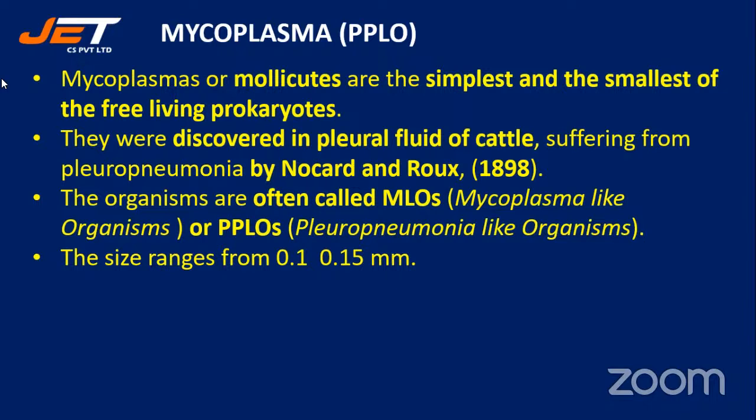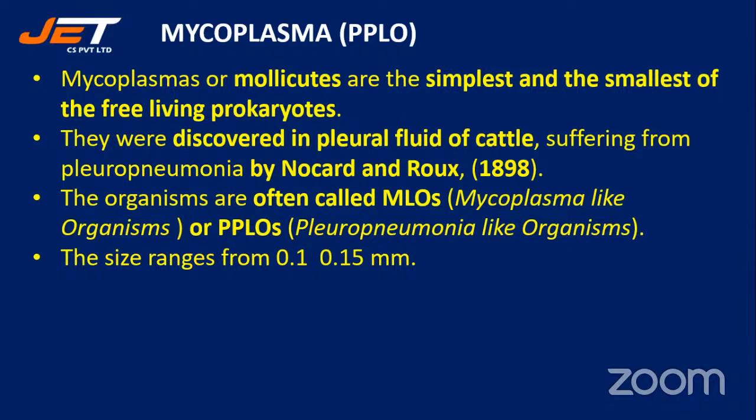So mycoplasma is also known as PPLO, and I told you that these are the simplest and the smallest free living prokaryotes. When they were discovered, they were found in the pleural fluid of cattle suffering from pleuropneumonia. Pleuropneumonia is actually caused by mycoplasma, the PPLO. The two scientists, Nocard and Roux, were the first to identify pleuropneumonia.